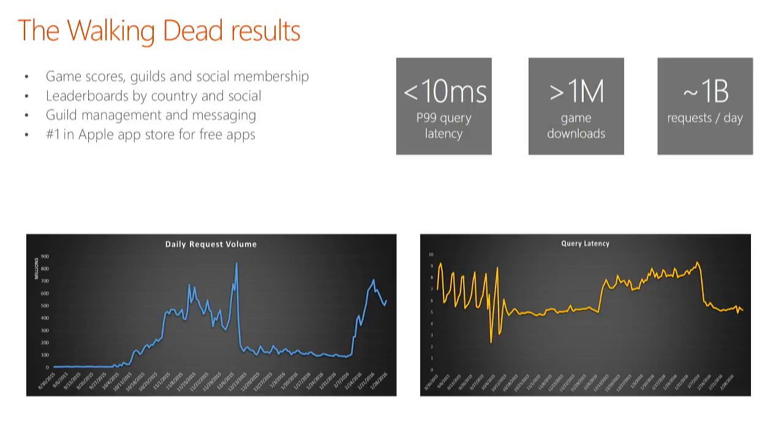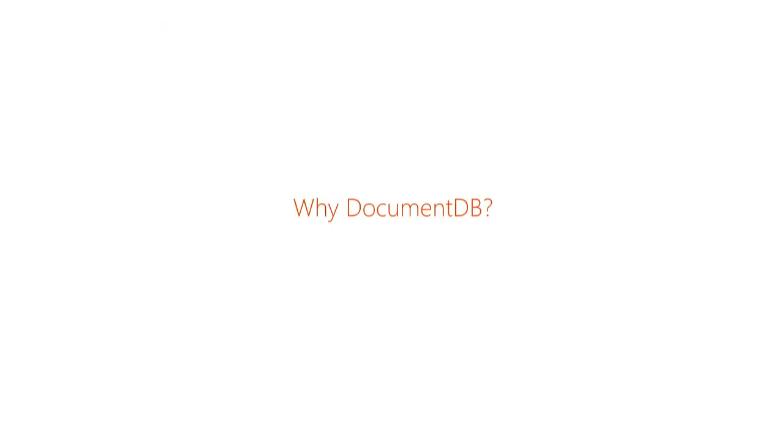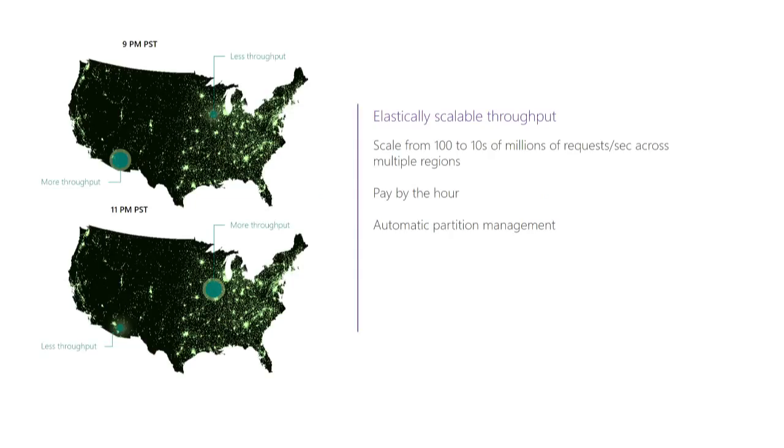They perform roughly 1 billion queries per day. But I think what's impressive isn't the 1 billion queries per day, but the fact that 99% of those are served in under 10 millisecond latency. So how do you do this, right? And why did they make a bet on DocumentDB? Like, what do we actually do in this space?